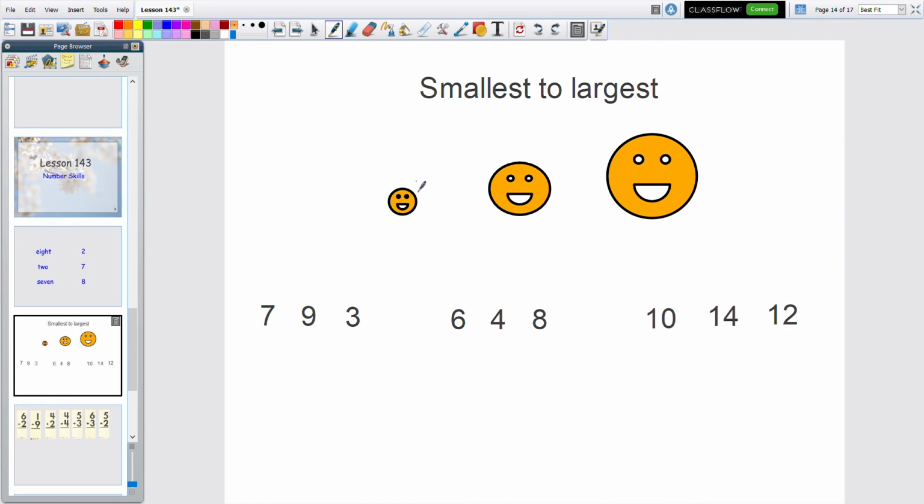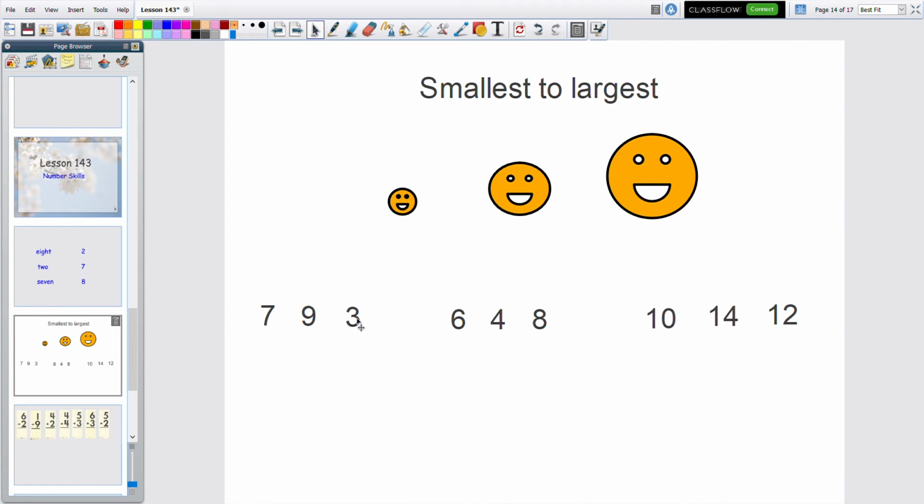Okay, we have a small, tiny little smiley face. We got a little bit bigger, and then we have the big one. So we have the smallest up to the largest, and that's what we're going to do with numbers. Okay, look at these. We have 7, 9, and 3. Which one's the smallest, do you think?